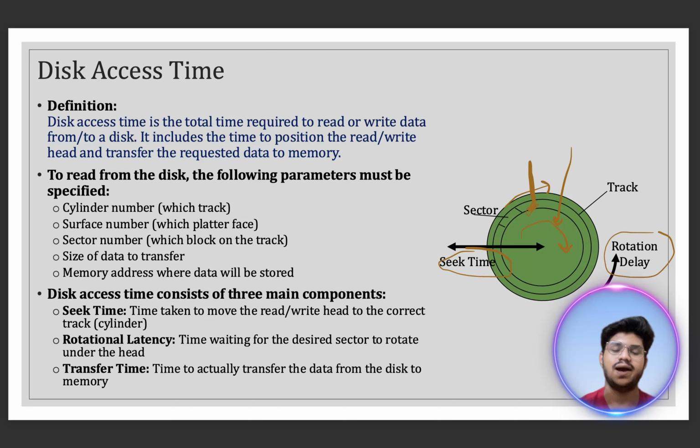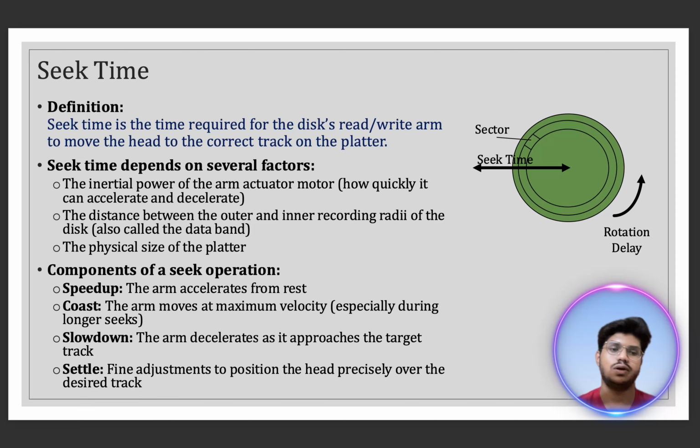After that, time is taken to transfer the data from that particular sector to the primary memory or RAM. So what is the disk access time? The disk access time comprises three main components, as I said: the seek time, the rotational latency, and the transfer time. These three I have already explained. I am not going to read this slide, basically the same thing is being said.